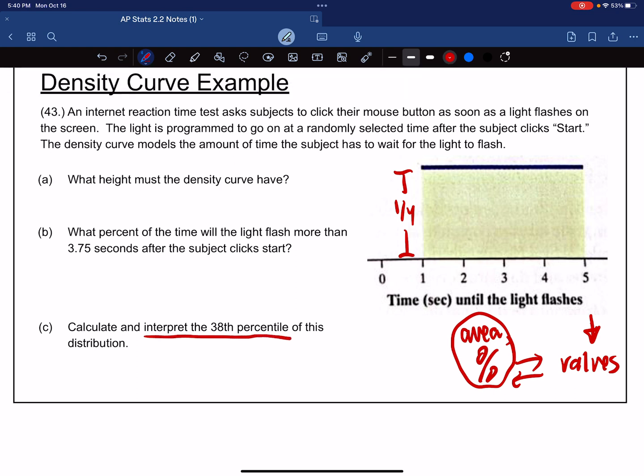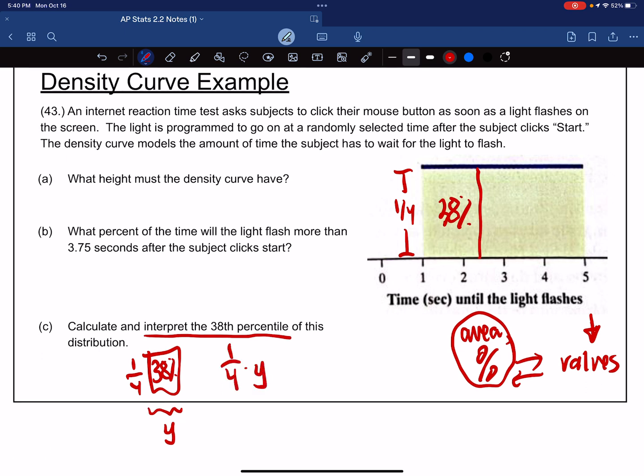Interpret the 38th percentile. Okay, so 38% should be somewhere in here, right? So again, we know the area this time. We know the height, but I don't know this amount. So I'll just call it y. So the area formula says 1/4 times y should be the area. So this amount is 1.52 by multiplying both sides by 4. So that's this amount. I call that y.